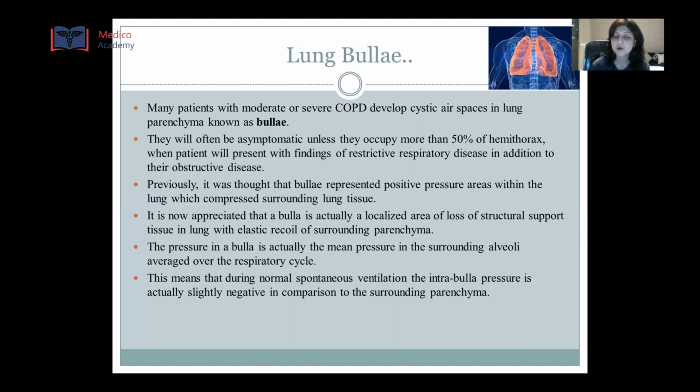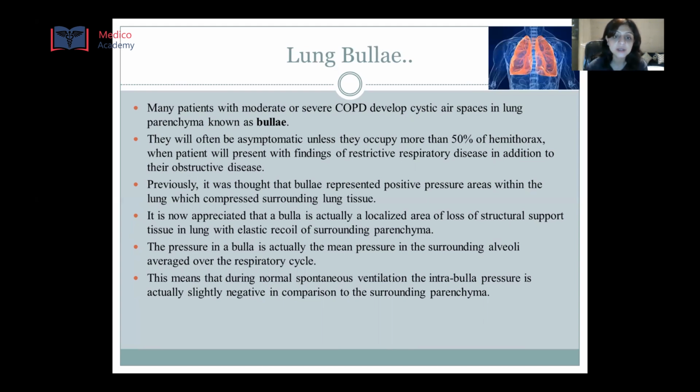Previously it was thought that these bullae represented positive pressure areas within the lung which compress the surrounding lung tissue. But now it is well appreciated that a bulla is actually a localized area of loss of structural support tissue in the lung, with elastic recoil of the surrounding parenchyma. The pressure in a bulla is actually the mean pressure in the surrounding alveoli averaged over a respiratory cycle.